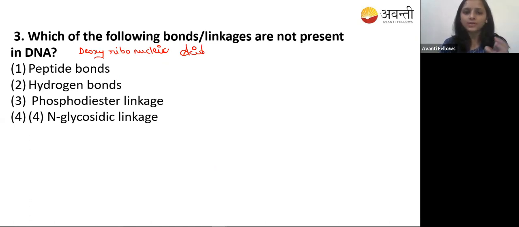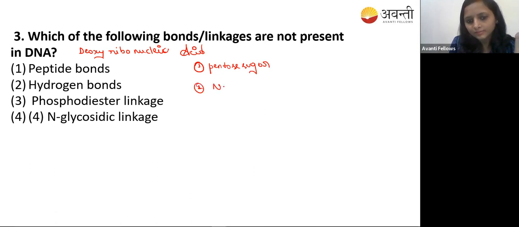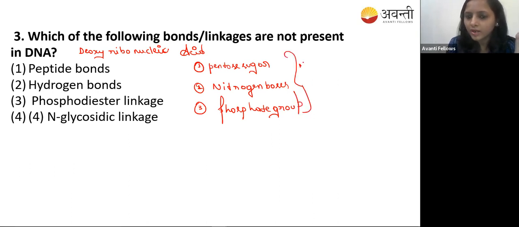Before talking about the bonds, first let us see what things are present in the DNA. The first one is the nucleotide. The nucleotide is made up of the pentose sugar, the nitrogen bases, and the third one, the phosphate group. Including these three things, we call it a nucleotide.